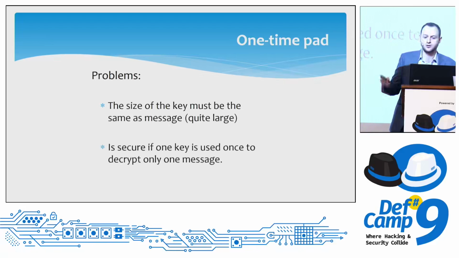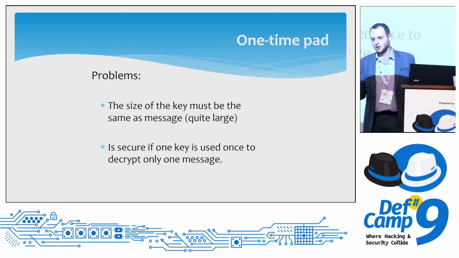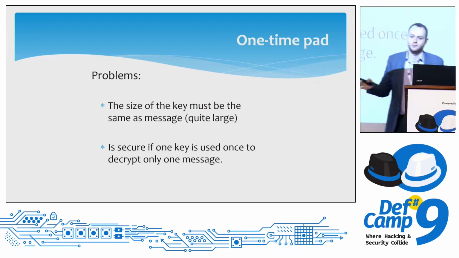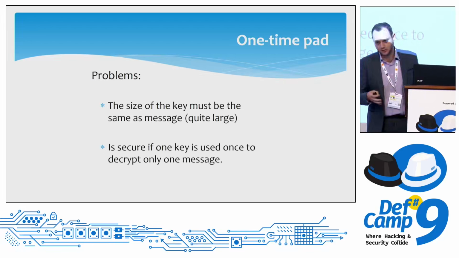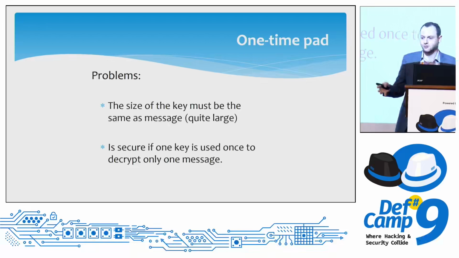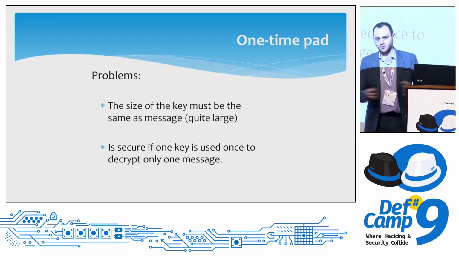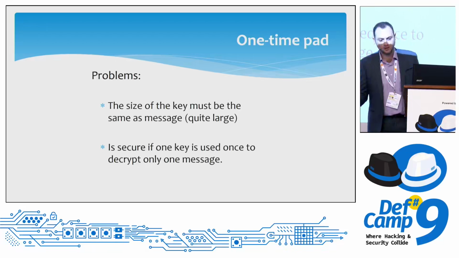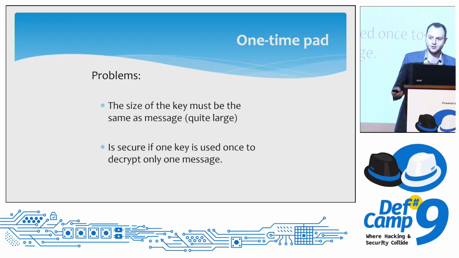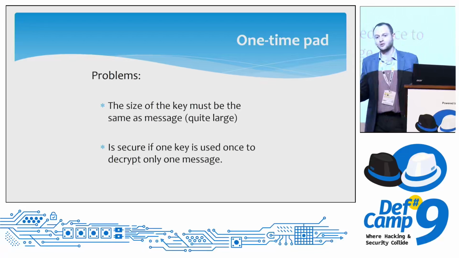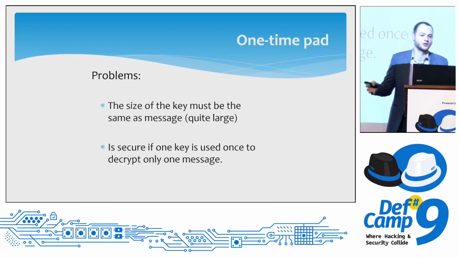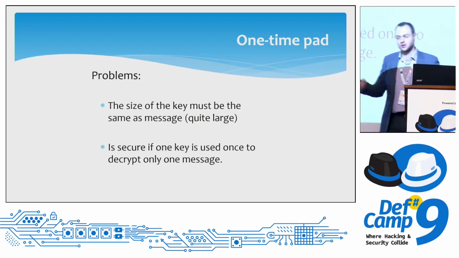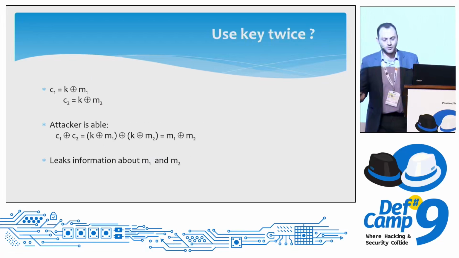The first one is that the size of the key must be the same as the message size. Usually in practice we encrypt really big messages, so the key must also be really big. The second problem is that we need a one-time key. What does it mean? For every message, we need a unique key. So let's talk about the second problem.